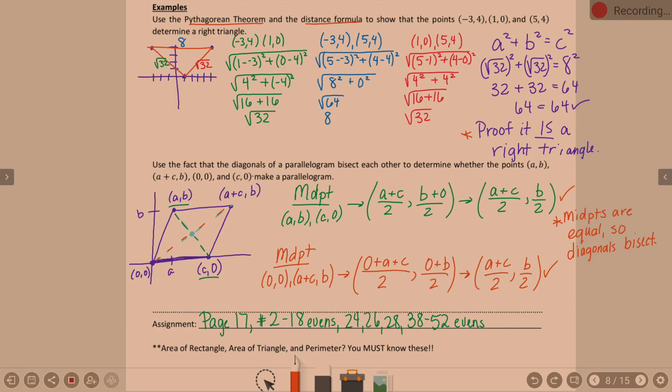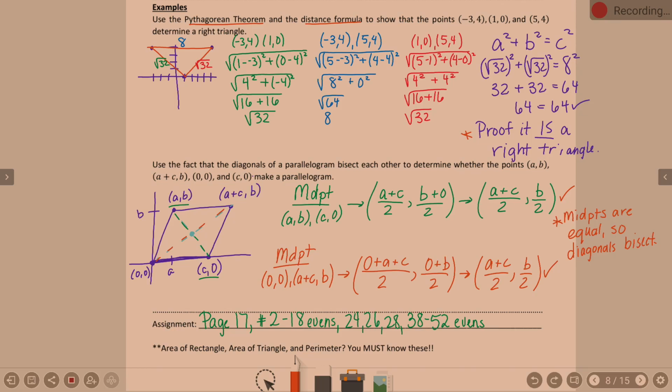In your homework, page 17, it's all evens: 2 through 18, evens; 24 through 28, evens, or you can write it as 24, 26, 28; and 38 through 52, evens. Make sure you start in the actual practices, not in the quick review. You have a little bit of work time. Use it.